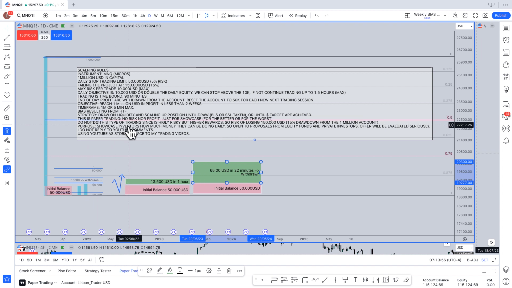So also some warnings of not replicating this type of strategy, since it's of higher risk reward. So risk of losing the $150,000, total 15% drawdown out of 1 million. And the purpose of this exercise is to showcase to investors how much money they can be making daily.